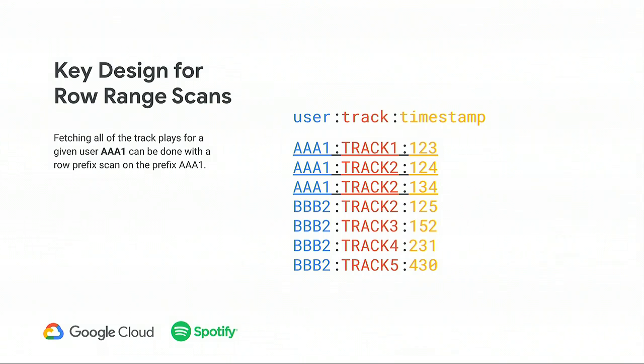Now, because this is a tiered key structure, I can go even further. I can say, tell me not just when user AA1 has listened to this track, but specifically track 2. So if I do a row range scan from AA1, including track 2, I'll get all the different plays that user has had of that track. And that gives me all those rows that are kind of contiguous next to each other in that Bigtable cluster.